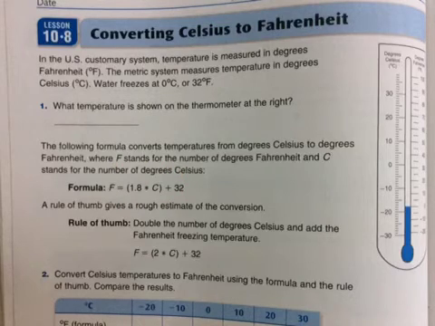Let's try these. We'll begin by reading. In the U.S. customary system, temperature is measured in degrees Fahrenheit. The metric system measures temperature in degrees Celsius. Water freezes at 0 Celsius, but for Fahrenheit it's 32. What temperature is shown on the thermometer at the right?